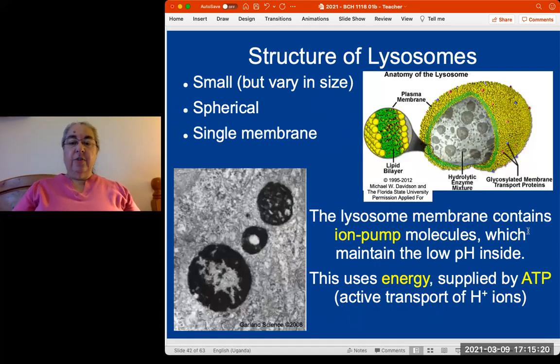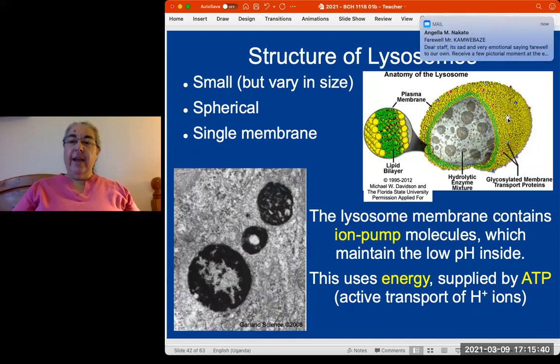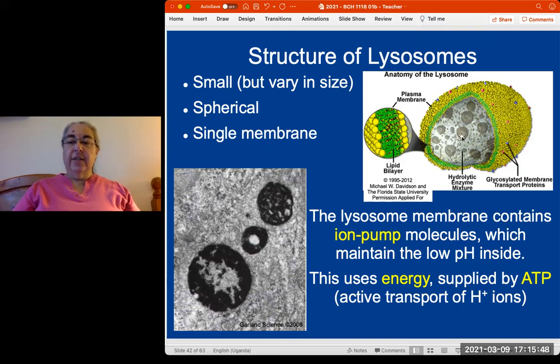So here is the structure of a lysosome. Here's an electron micrograph, and really they just look like fairly blobby structures, fairly circular, with contents inside. Here is a diagram interpreting what we're seeing. There's a membrane around the outside, and inside there is a mixture of lots of different enzymes, hydrolytic enzymes, enzymes for breaking down other molecules.